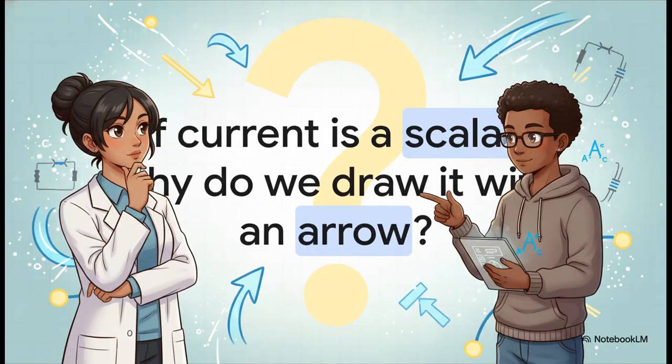And that brings us to one last little puzzle to chew on. After all this, if current I is definitively, absolutely a scalar, then why on earth do we draw it with an arrow in every single circuit diagram we've ever seen? Think about that one. What is that arrow really telling us?